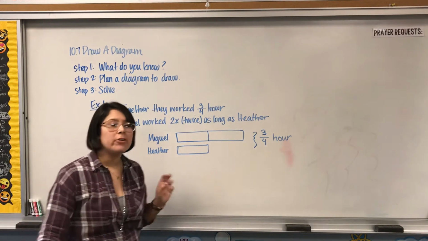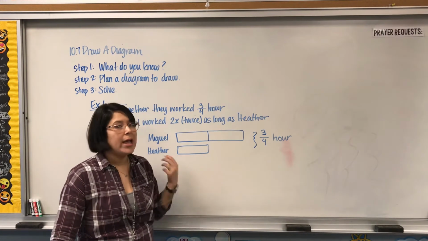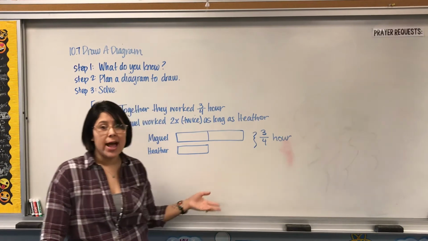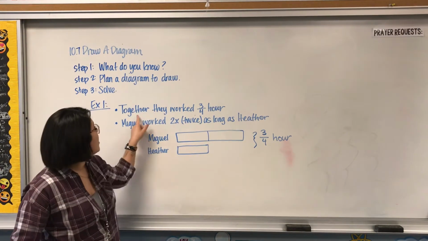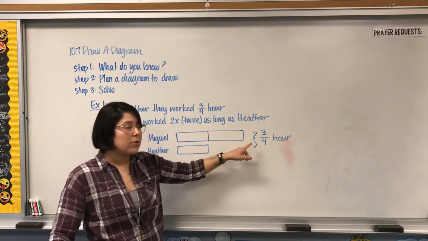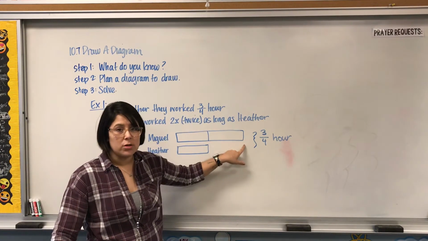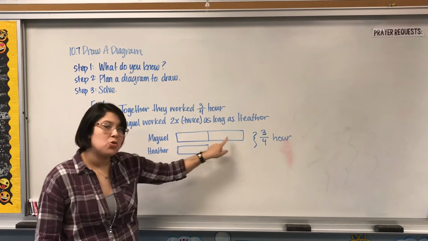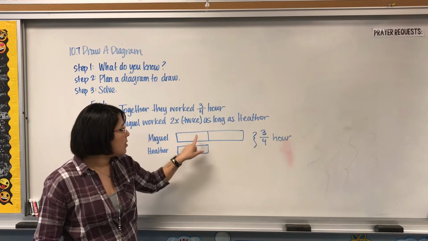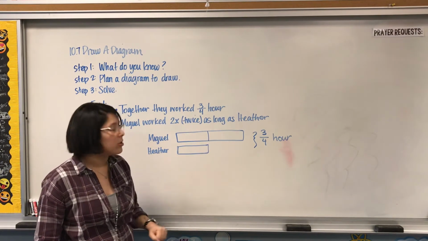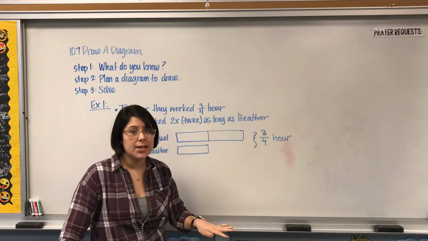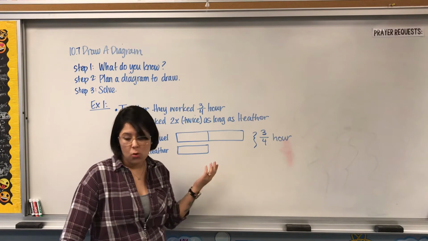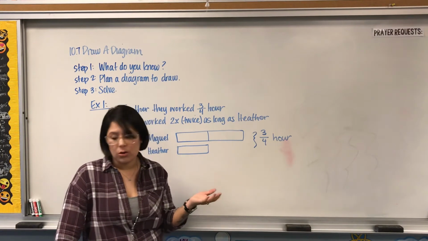Again, we're figuring out how to draw this, but I haven't solved anything, okay? I just showed you exactly what the problem had shown me. Together, they worked 3/4 of an hour. Together, both of them, it's 3/4 of an hour. Miguel worked twice as long. See how this one is twice as long as this one? Miguel was twice as long as Heather. So again, I haven't solved anything. I just drew a picture representing what they told me. Okay, so now let's solve.